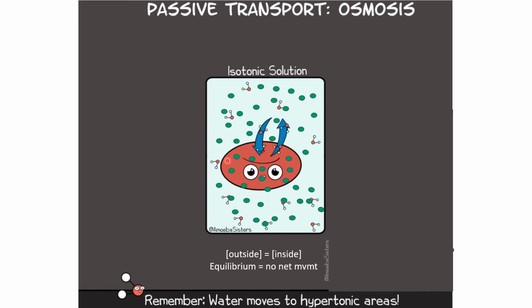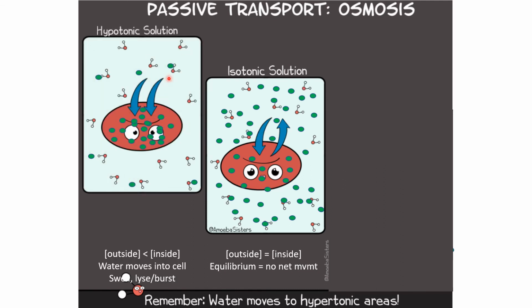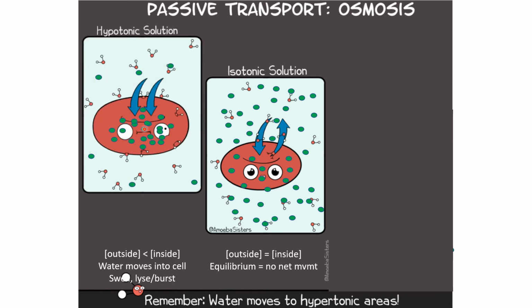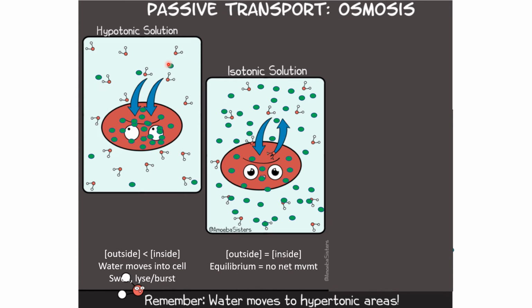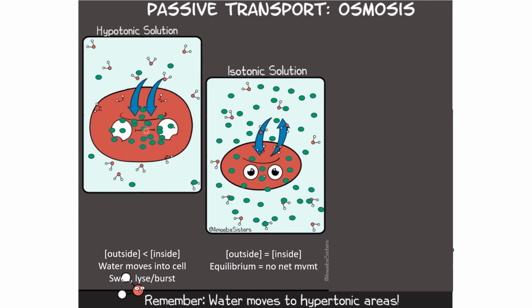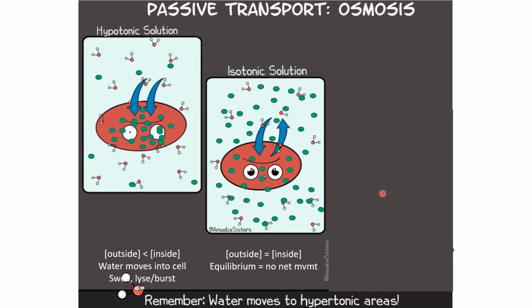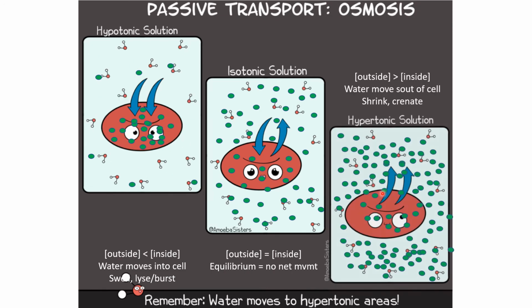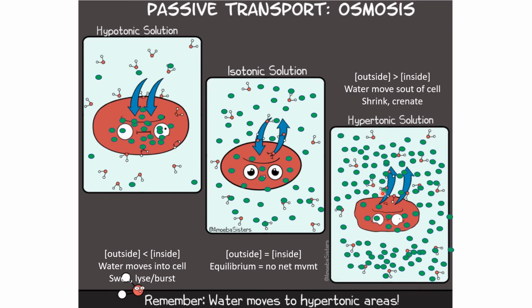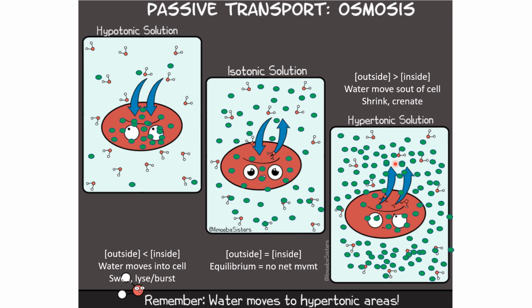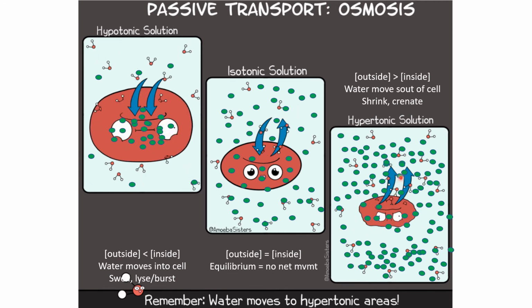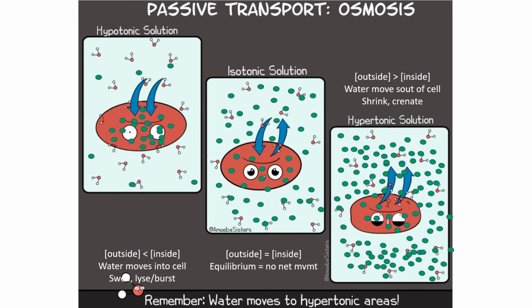Here's the way that I prefer to see it. All the greens are solutes, so I put some inside as well as outside. You can see here they're the same amount, so you've got the same amount of water going in and out. That's isotonic. If you have fewer outside compared to inside, those water molecules are going to move into the cell, causing that cell to swell or burst or lyse. And then if it's hypertonic, you can see that the water is going to move out of the cell, causing that cell to shrink because it's going to where all those solutes are.